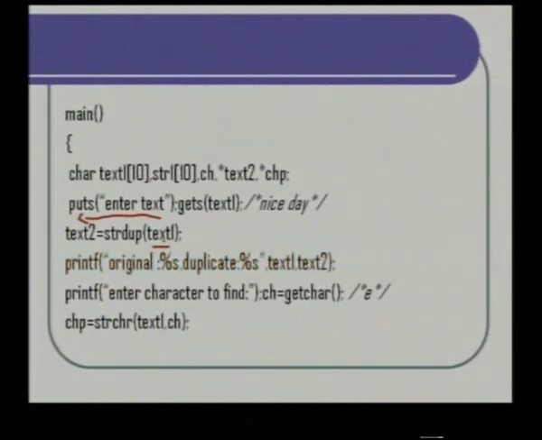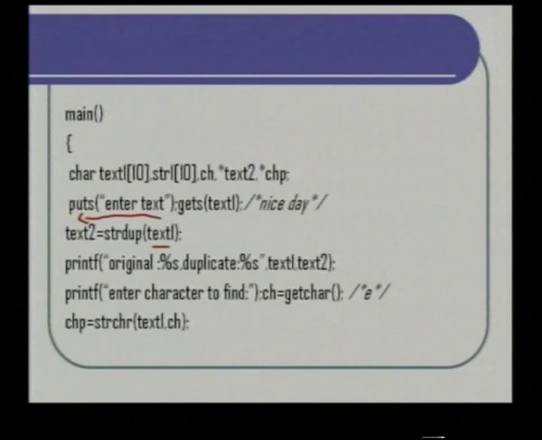Original string is in text1, the duplicate string is in text2. So, here if this percentage s is printed, it has to come as pointer text2, that means pointer will get the value which is present in that memory location, then only my function has been executed correctly. So, this is how a duplication of a string is done.